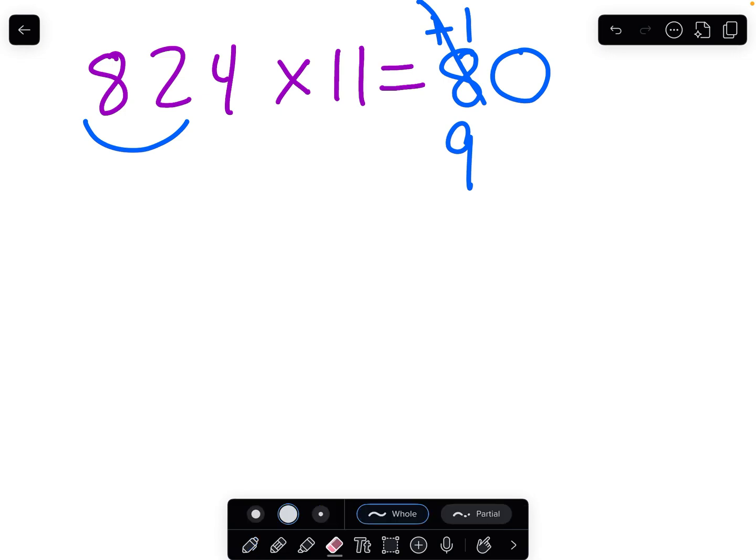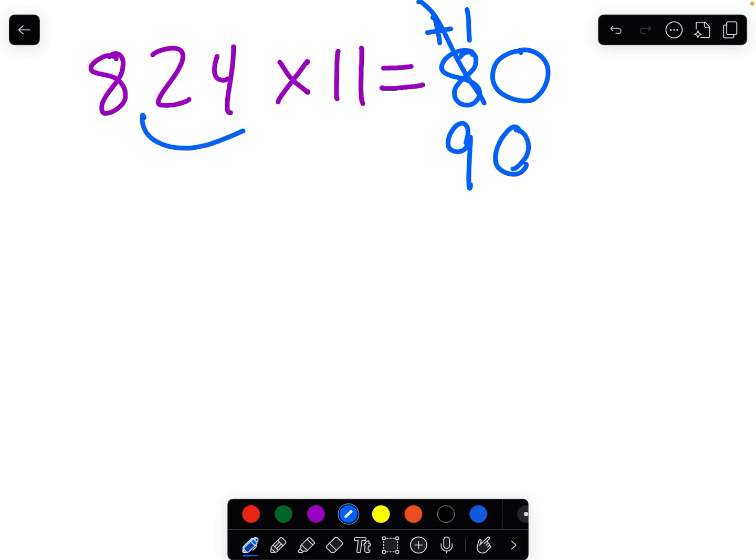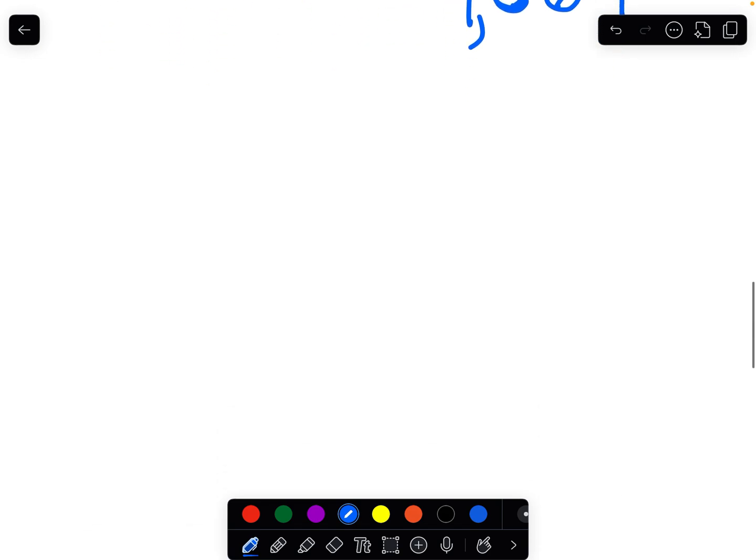Okay, so we did 8 plus 2. Now we're going to do 2 plus 4, right? What does 2 plus 4 equal? 2 plus 4 equals 6. But we cannot forget about that last digit here. So we've got to add that 4 at the end. So what is 824 times 11? It is 9,064.